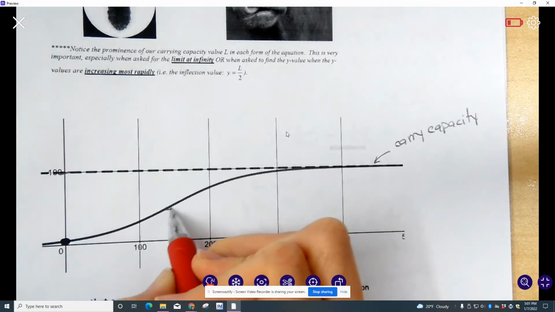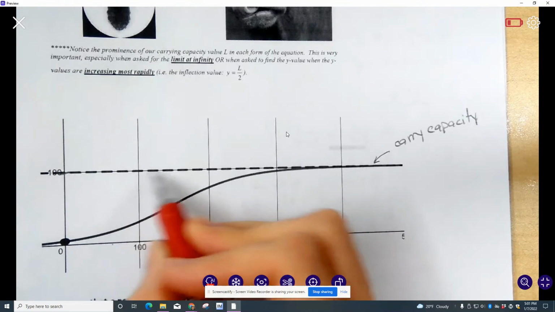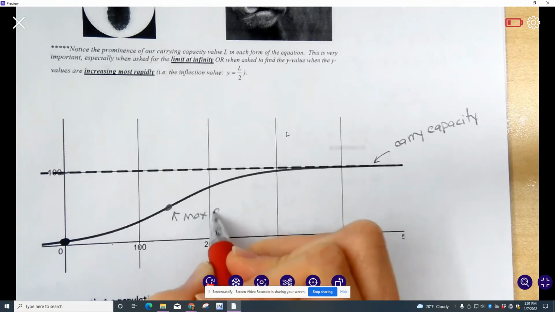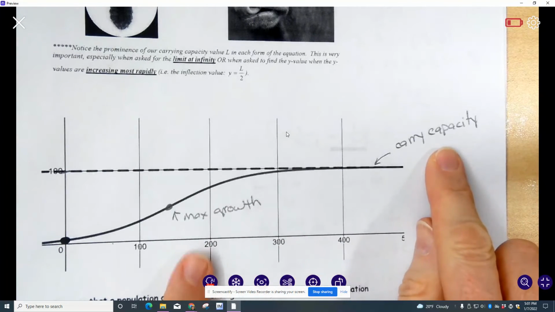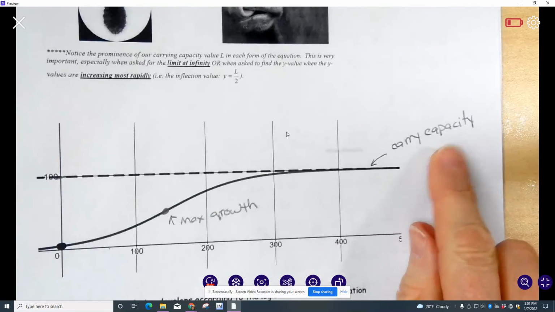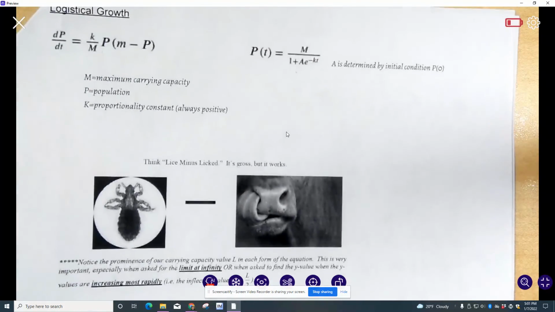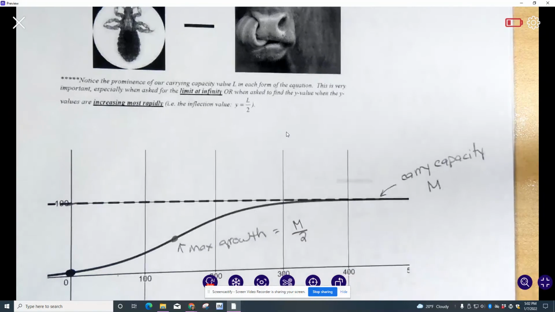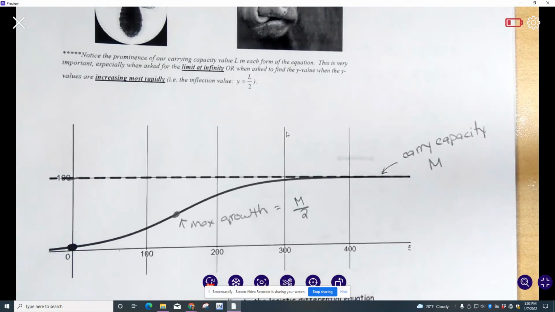And then remember, halfway between 0 and the carrying capacity is always where your max growth happens. These are typically the two things they ask you about in these questions. So carrying capacity is M in this formula up here, capital M. So max growth is going to be M divided by 2. And that's where this function is growing the fastest.